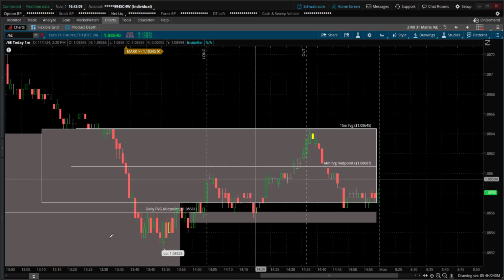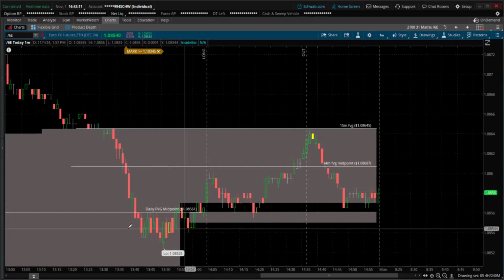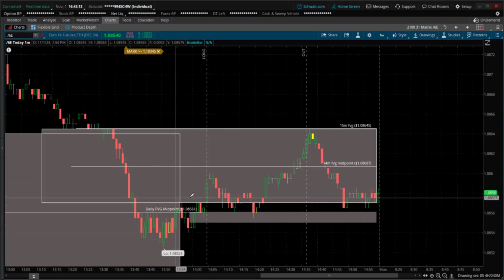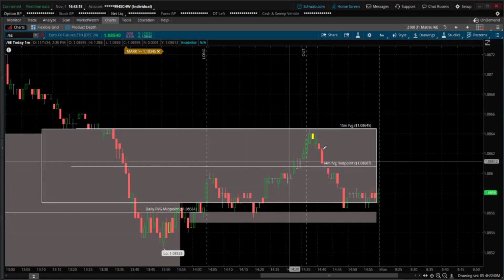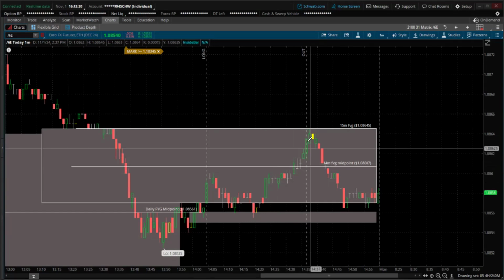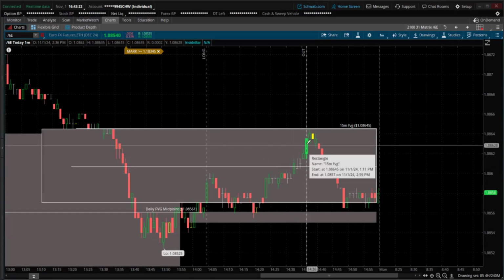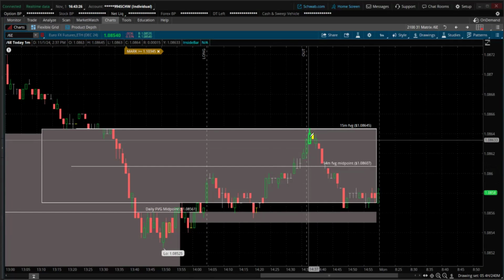But consolidation, staircase pattern, higher high. Just look at this again. Consolidation, breakout, consolidation, breakout, consolidation, staircase pattern, higher high. And then I close my position here. Thank goodness. Went up a little bit higher.